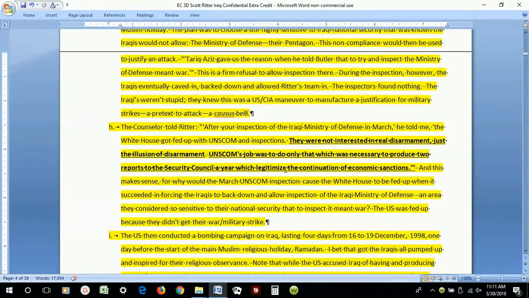So that's Scott Ritter's opinion, right? The guy on the ground, the guy closest to all this, the guy who is directly interfacing with the CIA and their operations. And this makes sense. For why would the March inspection cause the White House to be fed up when it succeeded in forcing the Iraqis back? Why would they be fed up when it actually was effective at getting the inspection of the Ministry of Defense, an area they considered so sensitive to their national security that to inspect it meant war.